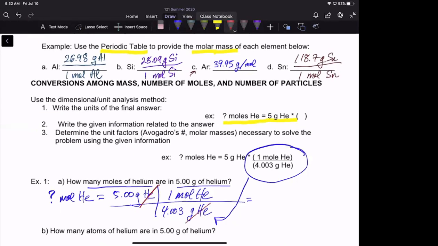Now I'm going to use an extra digit on that mass. So I'm taking the mass to 4 significant figures when my data has 3 significant figures. And that ensures that I'm not including rounding error. So I'll just divide that. 5 divided by 4.003, and I get 1.249, good to 3 sig figs, moles of helium.